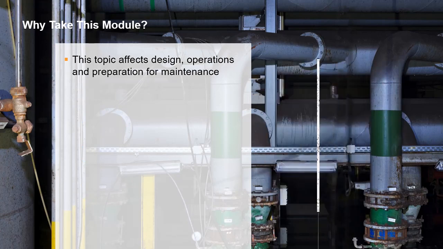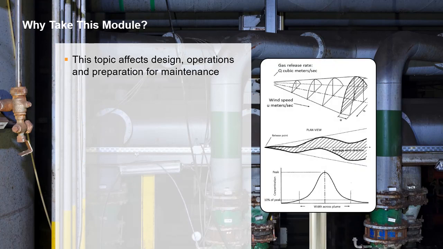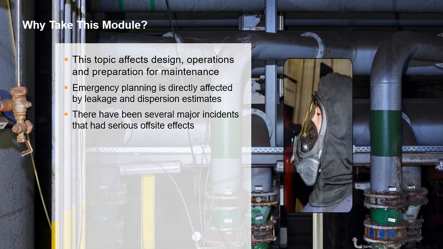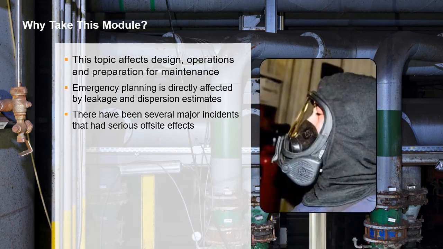This topic affects design. It also affects operations and preparation for maintenance. Emergency planning is directly affected by leakage and dispersion estimates. There have been several major incidents that had serious off-site effects. Usually those involved did not adequately understand the risks.